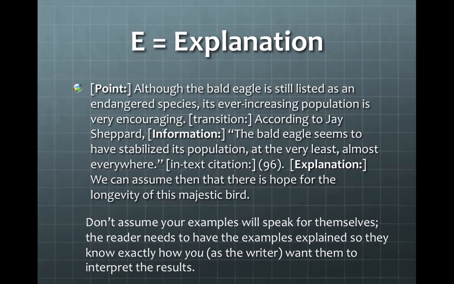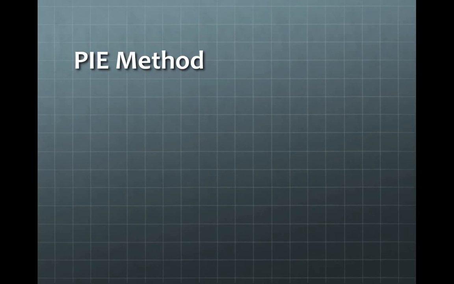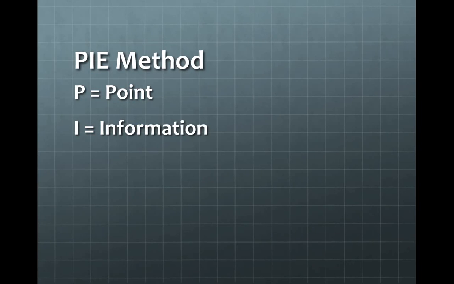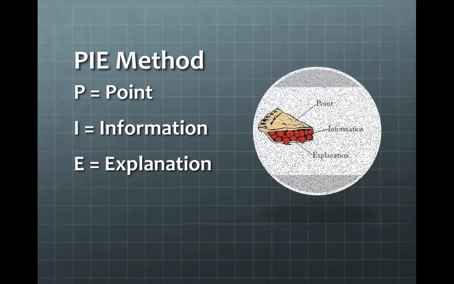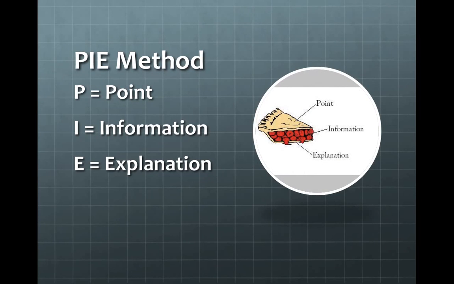Don't assume your examples will speak for themselves. The reader needs to have the examples explained so they know exactly how you, as the writer, want them to interpret the results. So that sums up the PIE method. P equals point, I is information, and E is explanation.